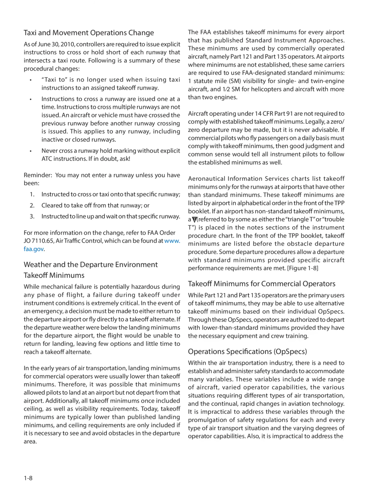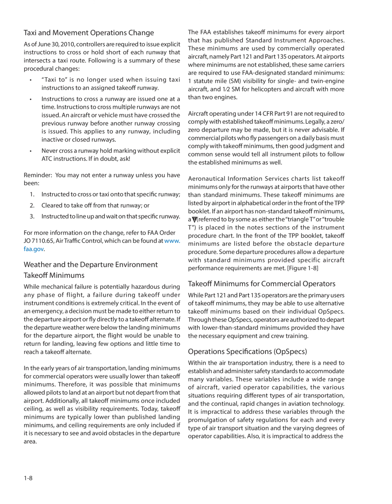Taxi and movement operations change. As of June 30, 2010, controllers are required to issue explicit instructions to cross or hold short of each runway that intersects a taxi route. Following is a summary of these procedural changes. Taxi to is no longer used when issuing taxi instructions to an assigned takeoff runway. Instructions to cross a runway are issued one at a time. Instructions to cross multiple runways are not issued.